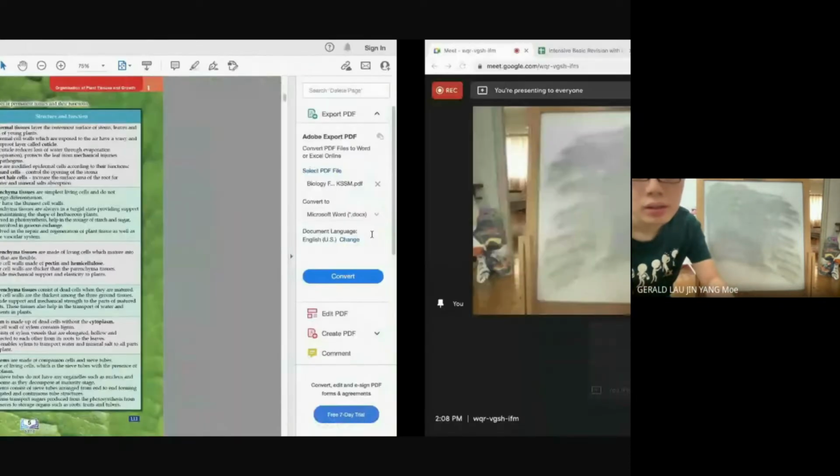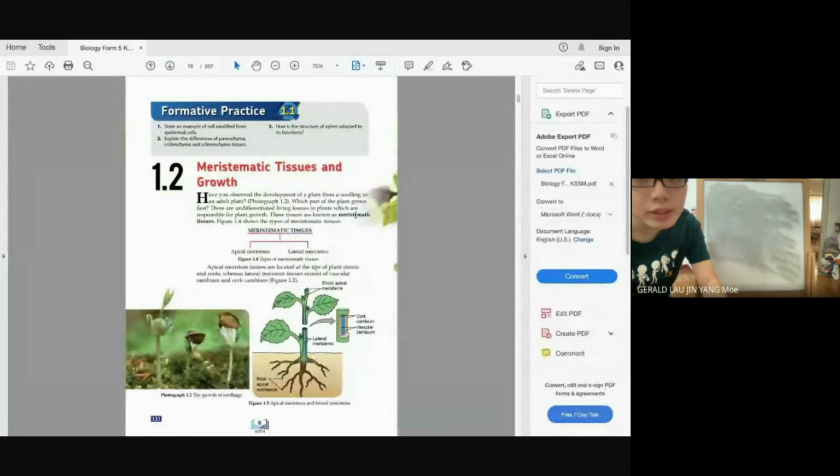All right. Okay, meristematic tissue and growth. So meristematic tissue means the tissues that are not permanent, like I said just now; it will continue to grow. So we have apical meristem and lateral meristem. The first one is apical meristem, which means it's at the shoot and the root. It will grow upwards and longer. Okay, that's apical. For lateral, that means at the side, it will grow wider.